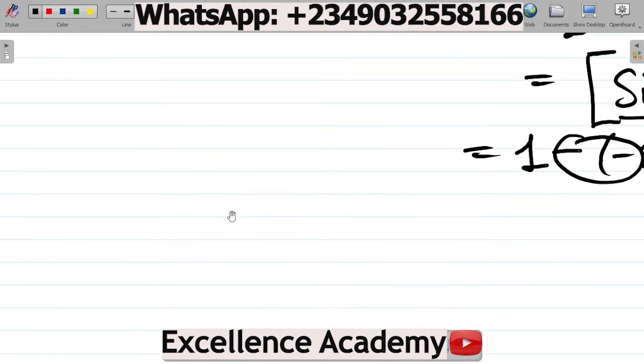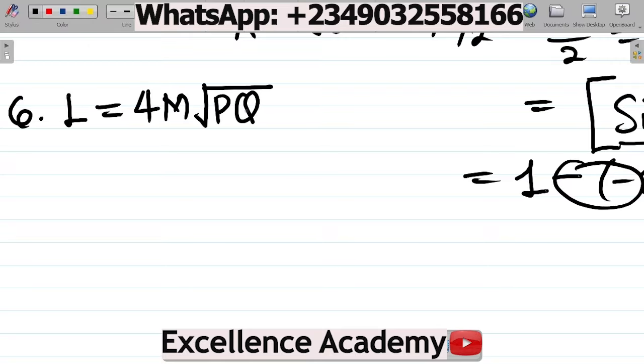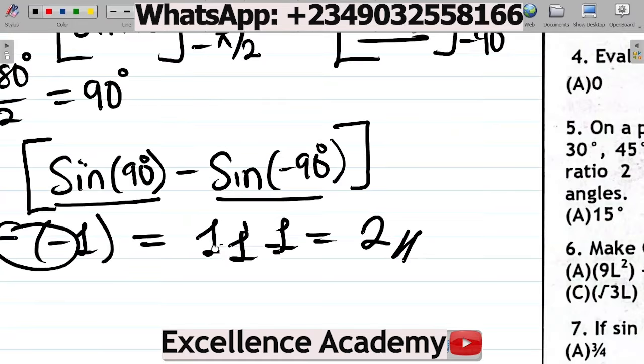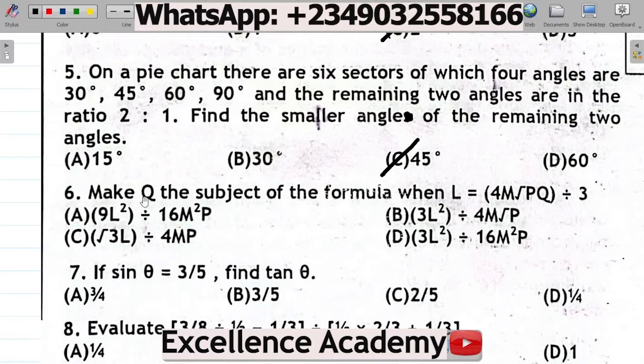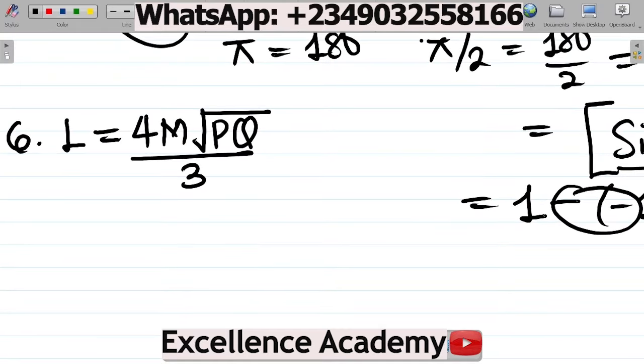For question 6, they said L is equal to 4m into the square root of PQ, all over 3. We have this. You are asked to make which of them again? Make Q the subject of the formula. So let's make Q the subject of the formula. Of course, this is all over 1.